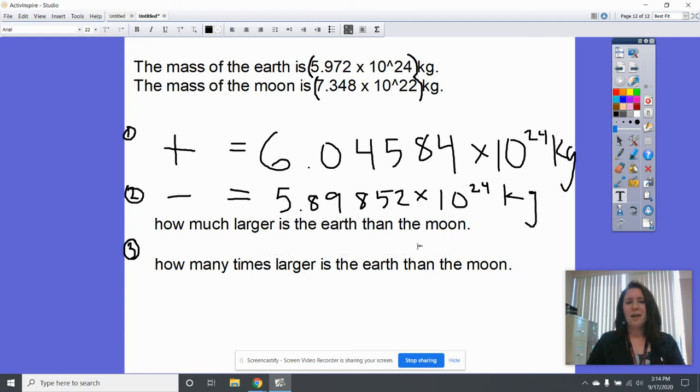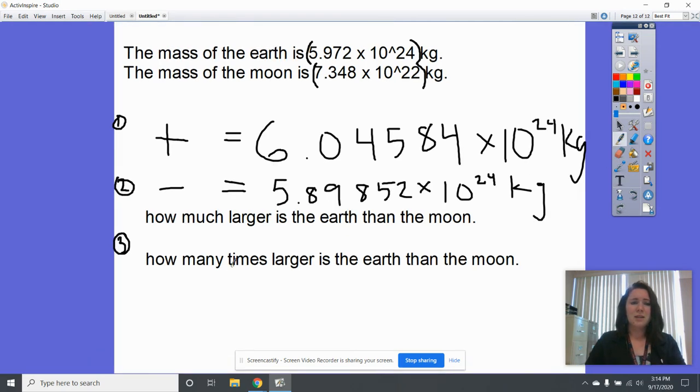So the key phrase for the one we're doing right now, number 3, is how many times larger instead of how much larger. That's kind of like saying how many times can I fit the moon into the Earth? So whenever we have this, how many times larger, we're going to actually divide the bigger number divided by the smaller number. Okay, so we're dividing the mass of the Earth divided by the mass of the moon.